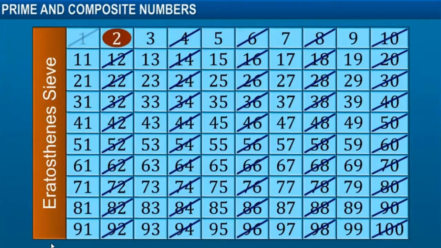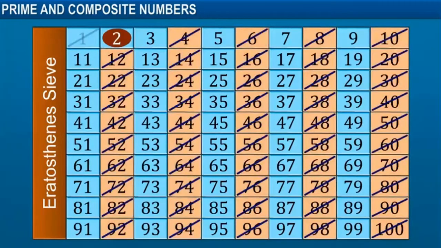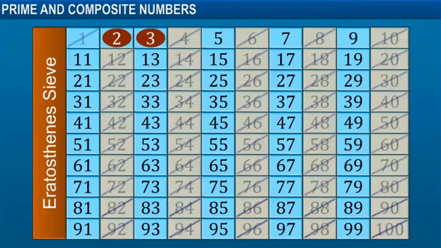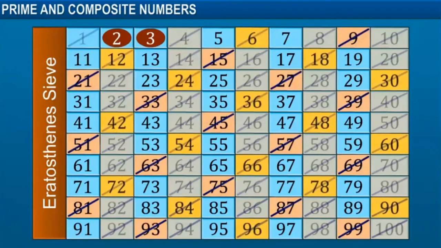Now next, when we cancel all multiples of 2, we are actually crossing out all composite numbers from 1 to 100 that have 2 as their factor. Next, circle 3 and then cross all multiples of 3 in the grid. Now, all composite numbers that have 3 as their factor besides 1 and the numbers themselves are crossed out.